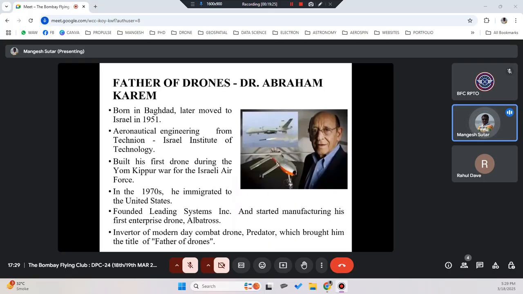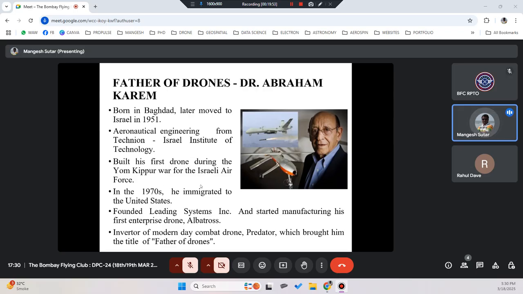So, as we talked about the history of the drone, the father of the drone is Dr. Abraham Karem. He was born in Baghdad, Iraq, and later moved to Israel in 1951. He was an aeronautical engineer from the Technion, the Israel Institute of Technology. He built his first drone during the Yom Kippur War for the Israeli airbase.